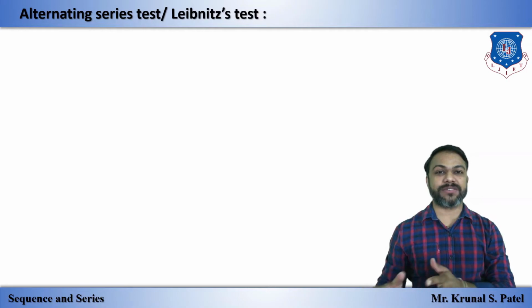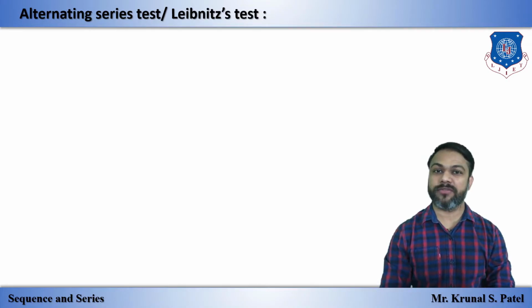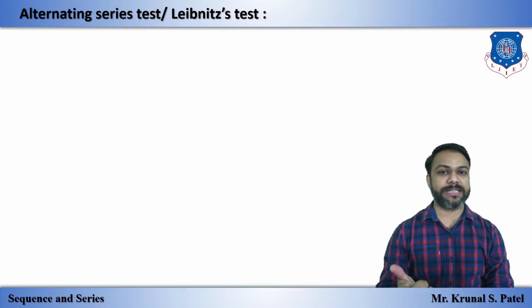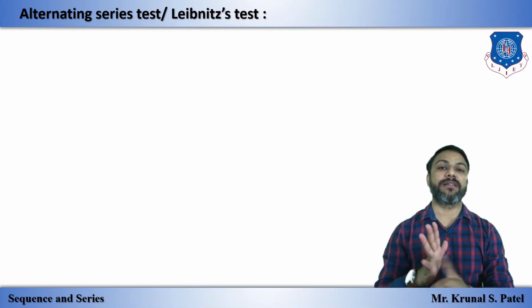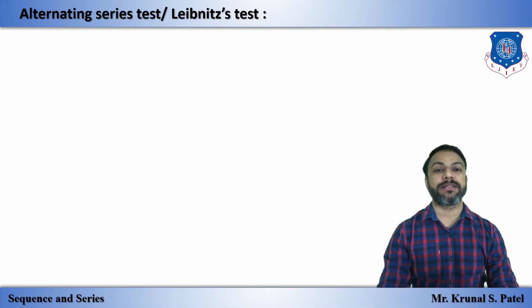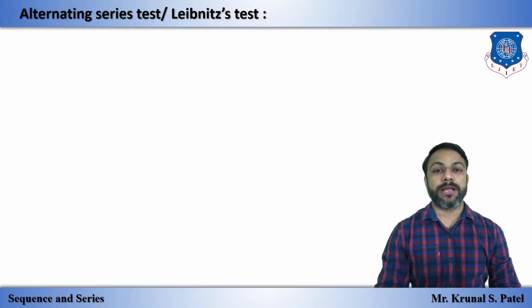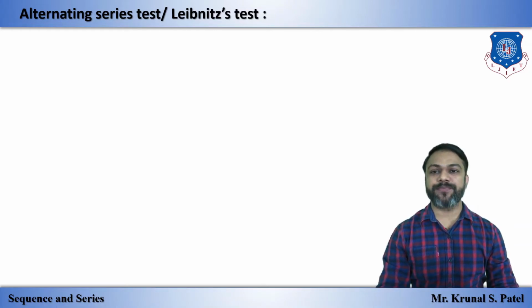So the last 5 tests are more important. Which are the 5? Comparison test, ratio test, Raabe's test, root test. These are the 4, and the final one is Leibnitz test. These are the most important tests that you have to keep in mind. Okay, let's start with the Leibnitz test.